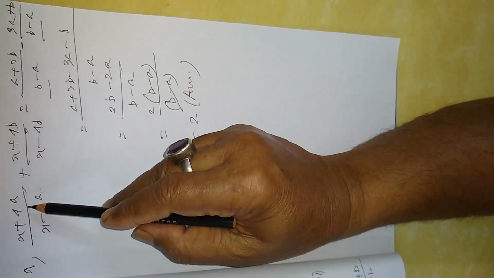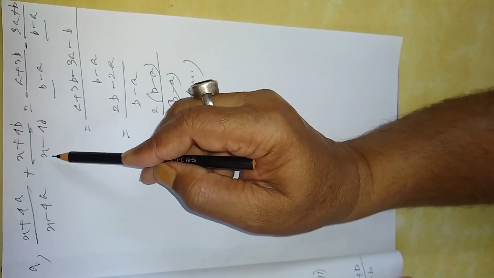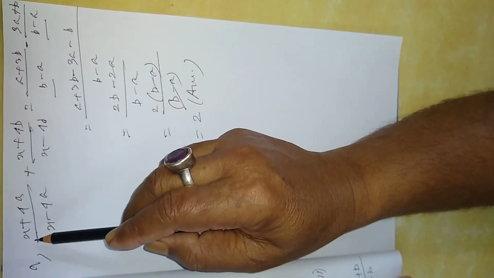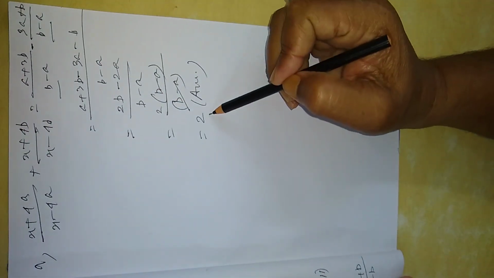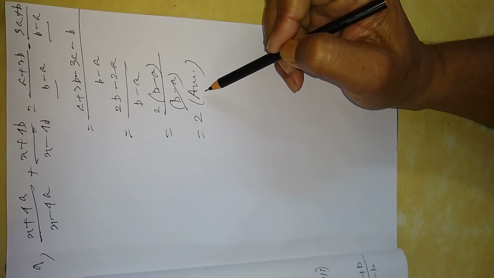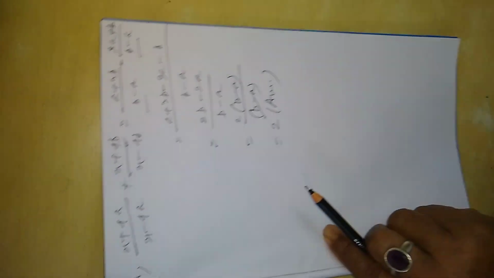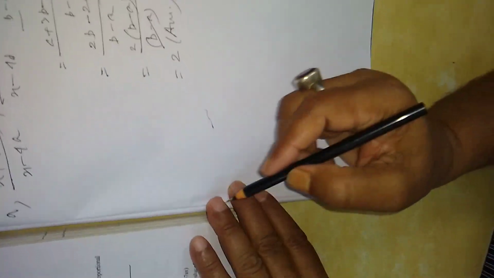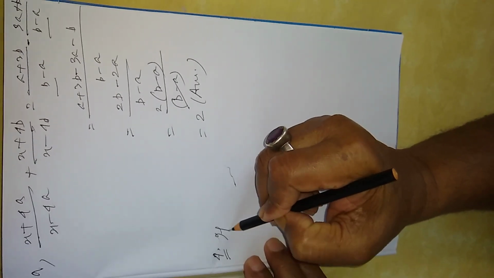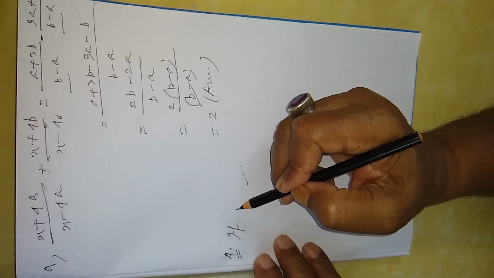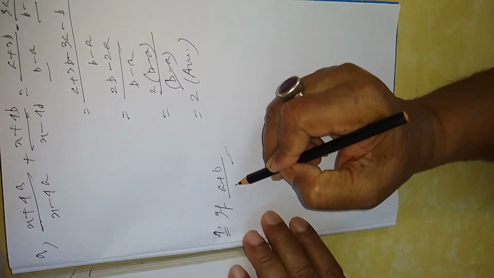Therefore, x plus 4a by x minus 4a plus x plus 4b by x minus 4b, that is 2. So the sum is very important for your Madhyamik exam. Okay, now the last sum, that is sum number 4. It is also important, a short sum but very important and also interesting.